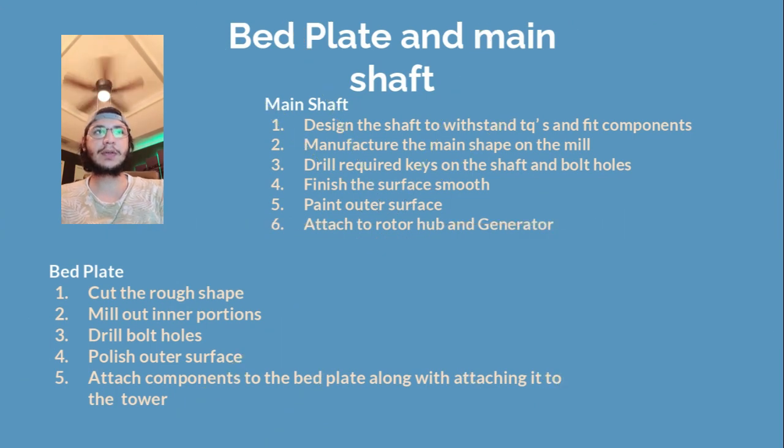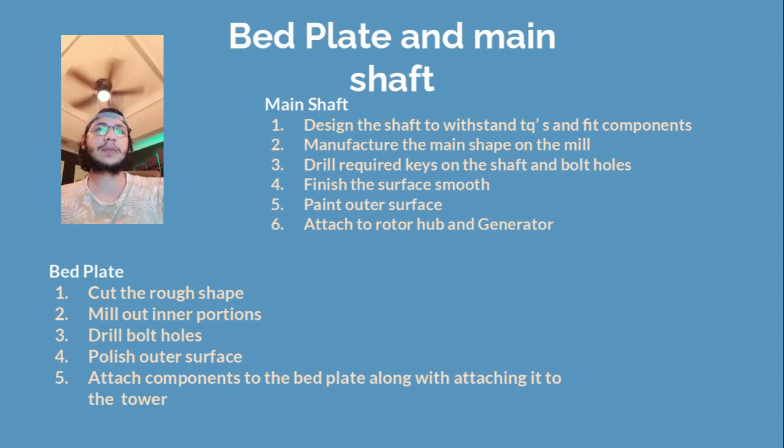For the manufacturing of the main shaft, the first operation will be to design the shaft to withstand torques and to be able to fit the components. The second step will be to manufacture the main shape on the mill. The third step will be to drill the required keys on the shaft and bolt holes. The fourth will be to finish the surface smooth. Then we will paint the outer surface and lastly attach the rotor hub and generator to each other.